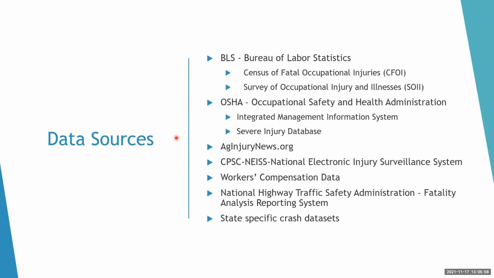There is news-based aginjurynews.org for traumatic injuries in the news. The Consumer Product Safety Commission has some sources, the electronic injury surveillance system, so we can use that system to extract some agriculture-related injuries. There are also workers' compensation data and some data sources related to roadway traffic crashes. Let's look at these data sources closely and learn how we can use them, and about their scopes and limitations.